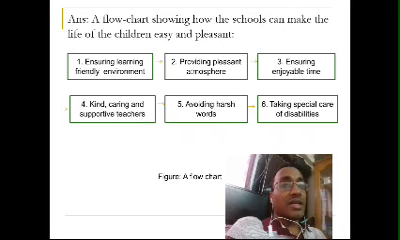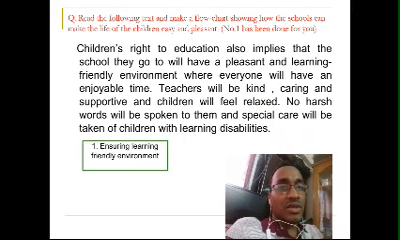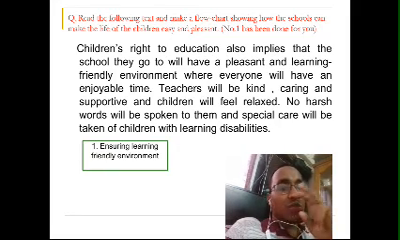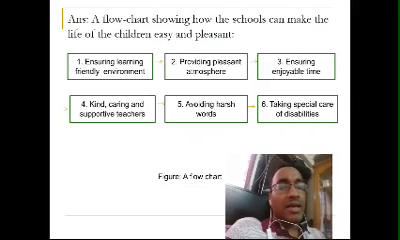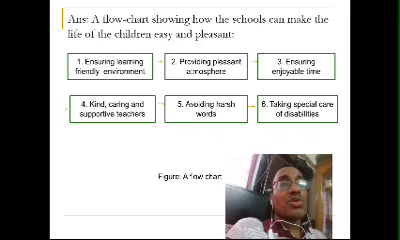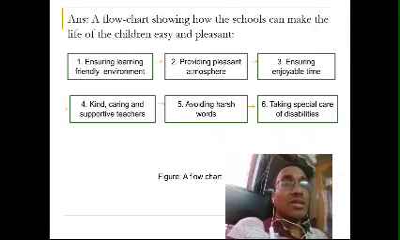You will start the answer like this: a flow chart showing how the schools can make the life of the children easy and pleasant. From where do we get this line? You see, it is in the question: a flow chart showing how the schools can make the life of the children easy and pleasant. From the question we have taken this line.